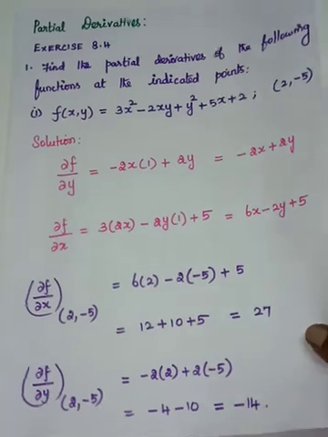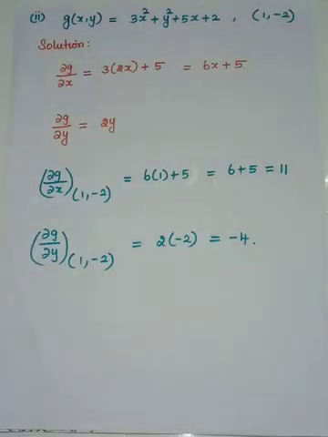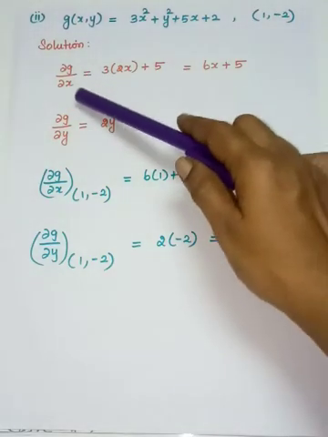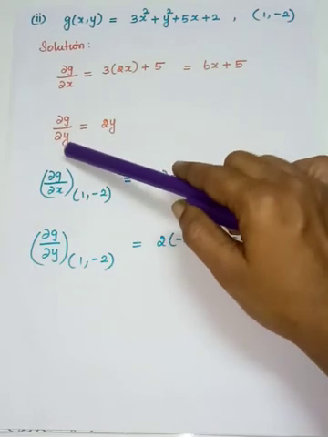Okay, come to the second subdivision. g of x comma y is equal to 3x squared plus y squared plus 5x plus 2. The point is (1, -2). So g is a function of x and y, isn't it? So we are going to use the partial derivative. So we can go for ∂g/∂x and ∂g/∂y.